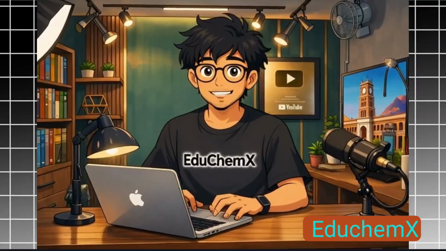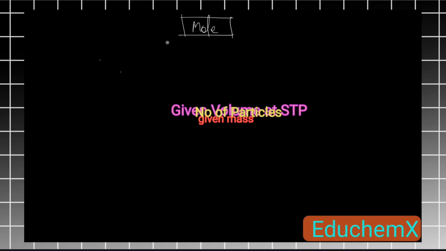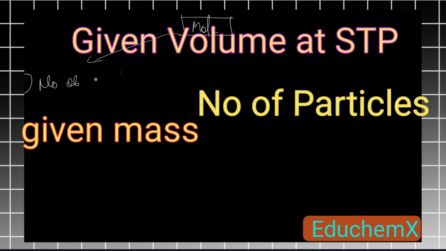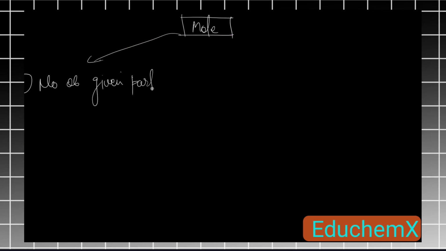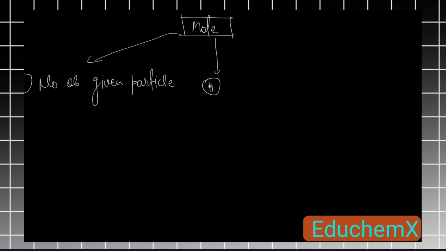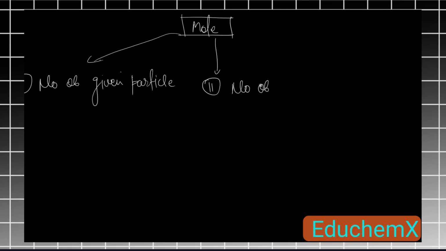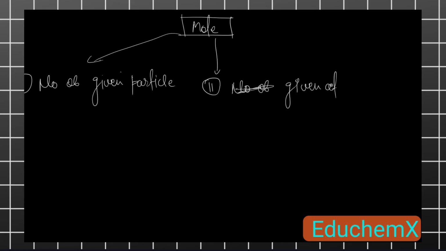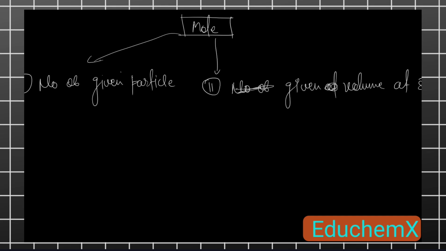For the moles we mainly find three methods. From these three methods we can find the number of moles. One can be found by the number of given particles. This is the one method through which we can find the number of moles. Another method is that you can find the number of moles by the given volume at STP of any ideal gas.